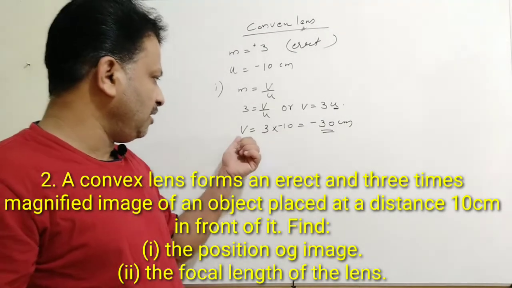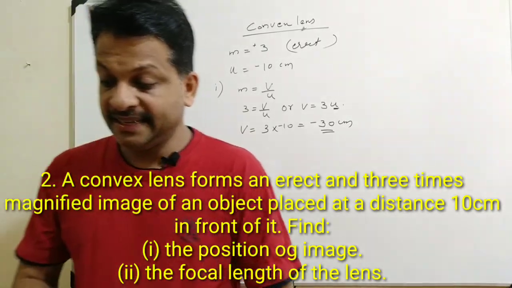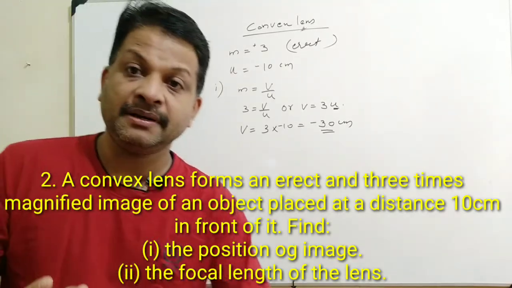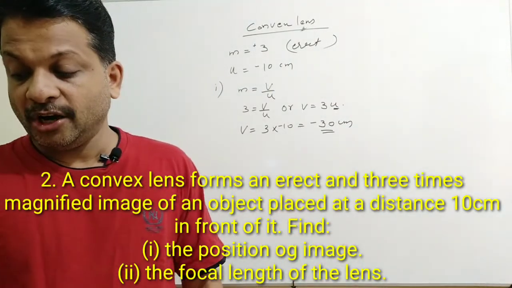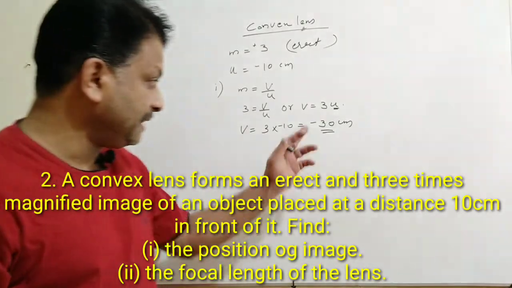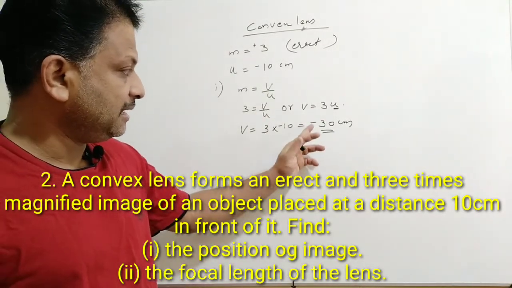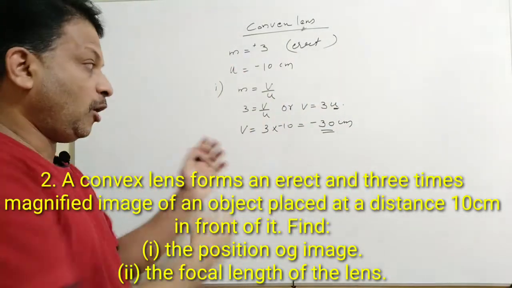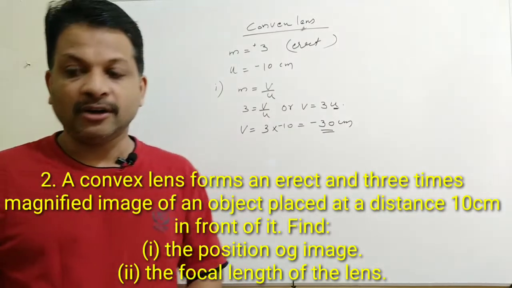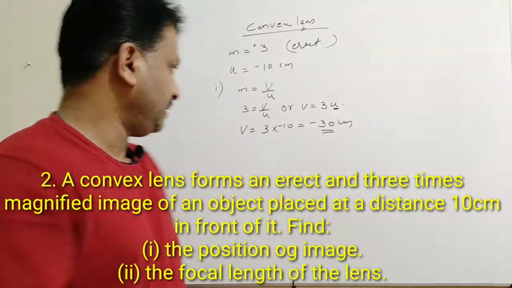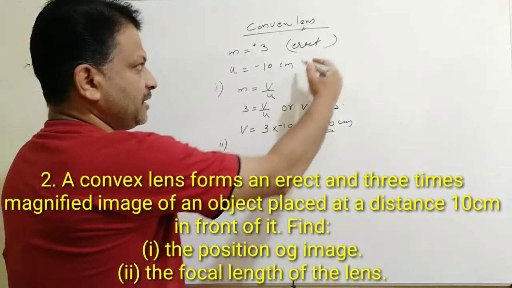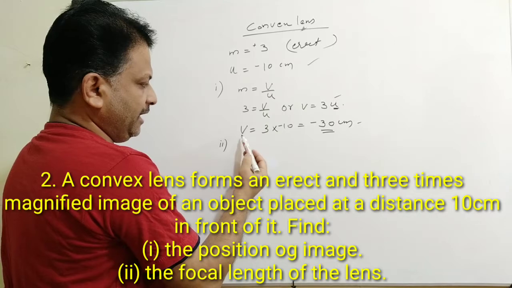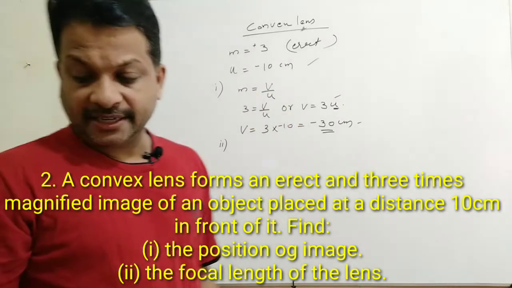So what is the value of image distance? Minus 30 centimeter. Thus the image is formed at a distance of 30 centimeter in front of the lens, not behind the lens. Remember that in case of a convex lens, minus 30 centimeter is coming in front of the lens, the same side as that of the object. Clear? Now the steps are clear to you. By applying the magnification formula, we calculated the image distance where the image is located.